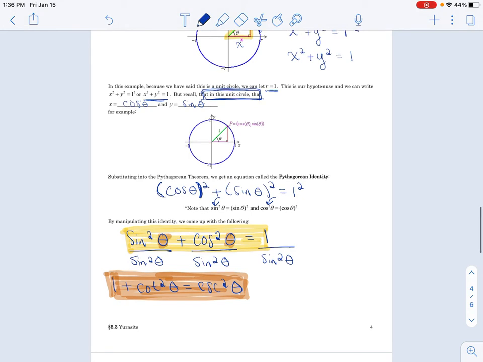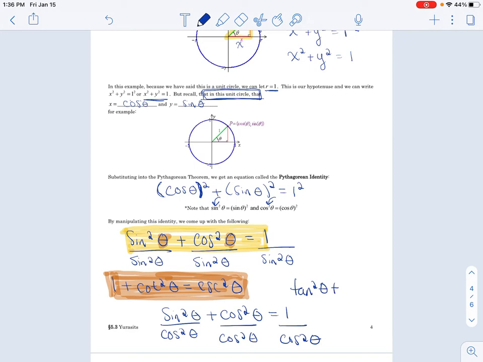The other thing I could do is I could take that original identity and I could divide everything by cosine squared. Well, sine divided by cosine is tangent squared. Cosine divided by cosine is 1. And 1 divided by cosine squared, that's the definition of secant squared. So we just found another identity.